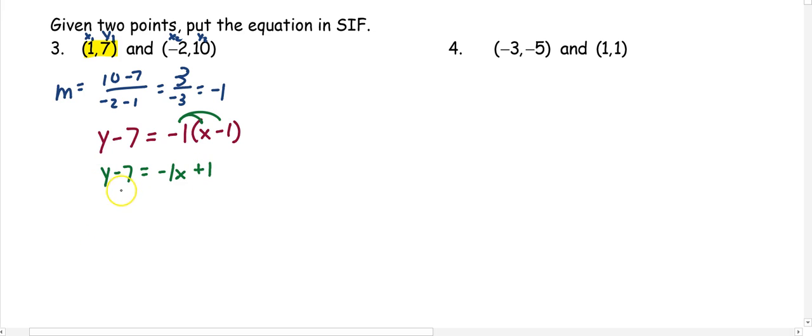And then I'm going to add 7 to both sides. So y equals negative 1x plus 8. Remember that you don't need to have the negative 1 there, so you could just write it as negative x plus 8.